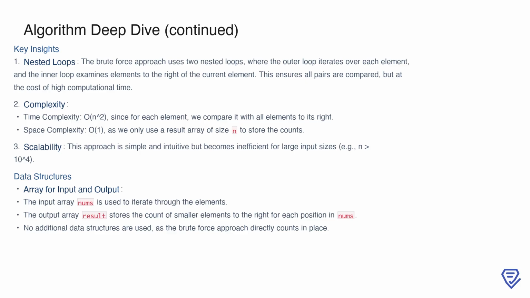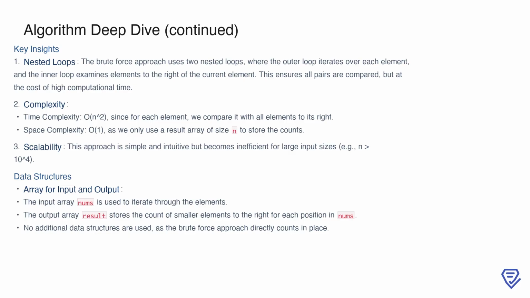The brute force approach we just described uses nested loops, where the outer loop processes each element in the array, and the inner loop compares it with all elements to its right. This ensures that every relevant pair of elements is considered, but the downside is the high computational cost. Specifically, the time complexity of this approach is n squared, since the inner loop runs up to n times for each of the n elements. On the other hand, the space complexity is 1, because we only use the result array, which is proportional in size to the input array.